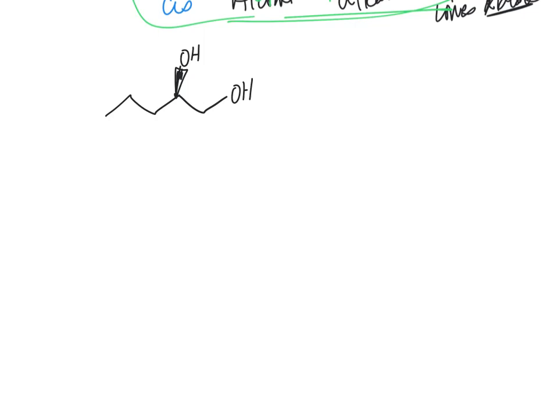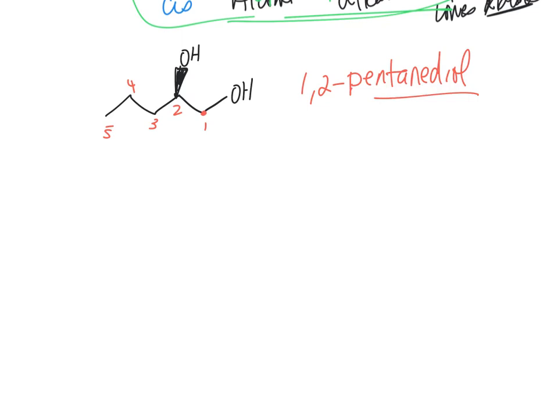All right, so here we have a diol. You start with the longest chain, 1, 2, 3, 4, 5. So 5 is pentane, and this is going to be pentane diol, okay? And we have 1,2-pentanediol.